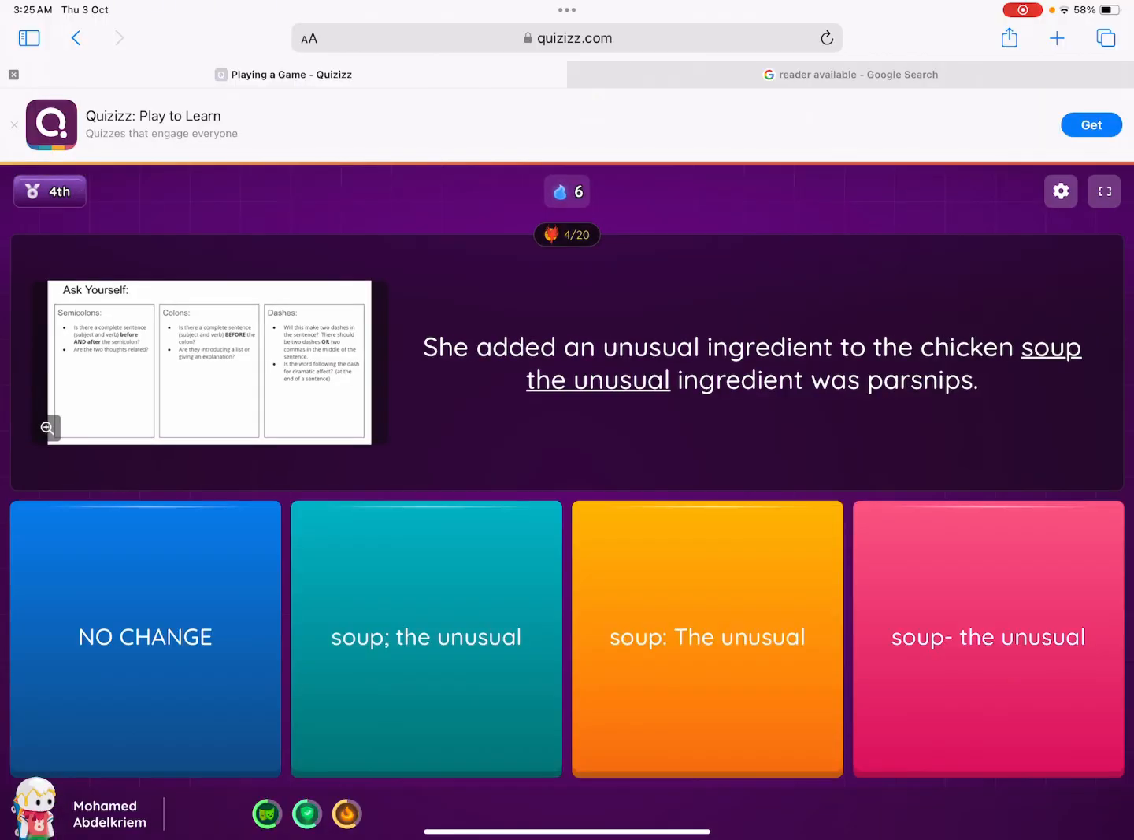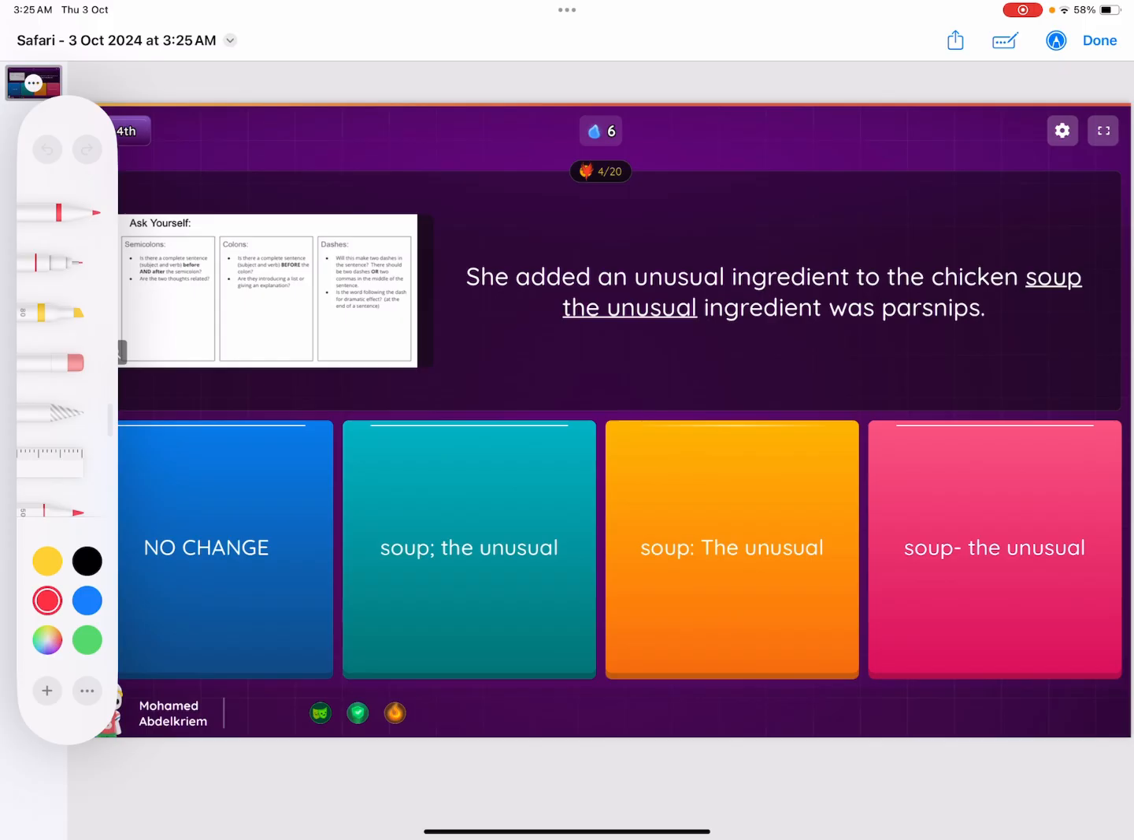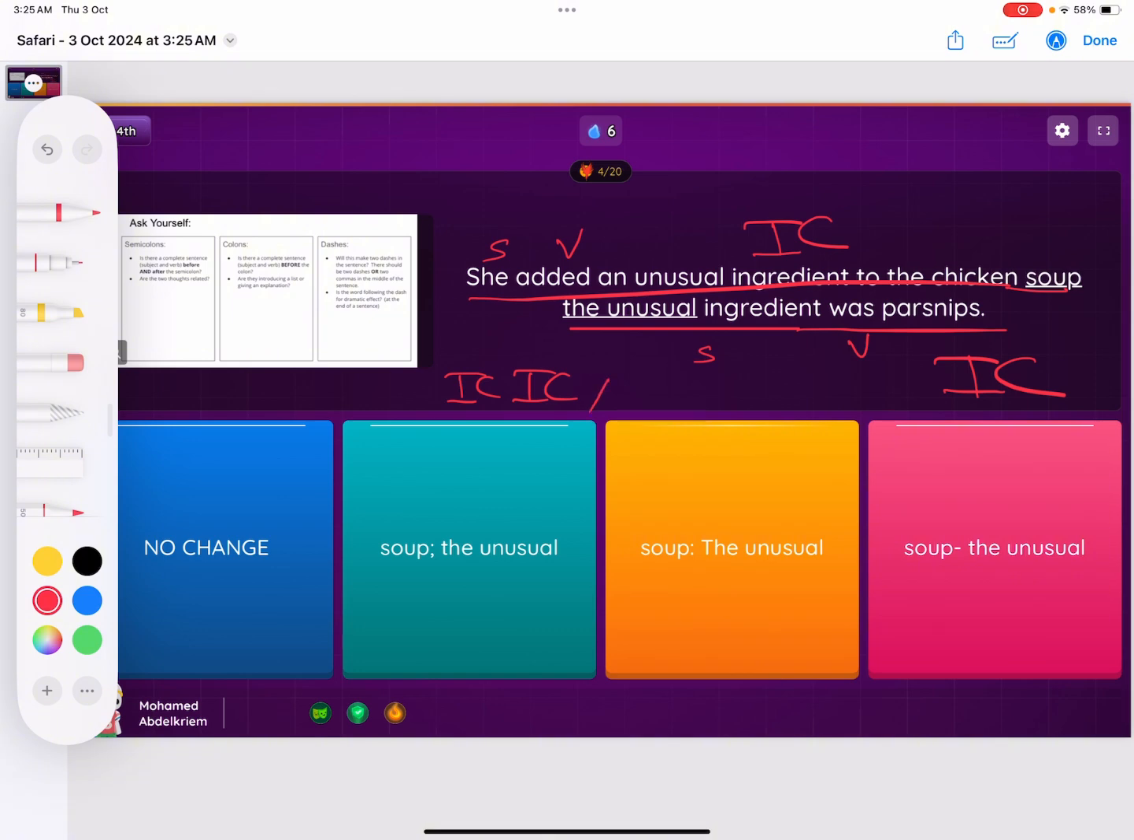All right, question number 4. Let's mark it up together. She added an unusual ingredient to the chicken soup. So this is an independent clause. Why? Because there is a subject and a verb. And then the unusual ingredient was parsnips. So the unusual ingredient is the subject, and then I have a new verb, so this is an independent clause. Whenever I have two independent clauses right after each other, this is wrong, and it's called a run-on. So no change is wrong.